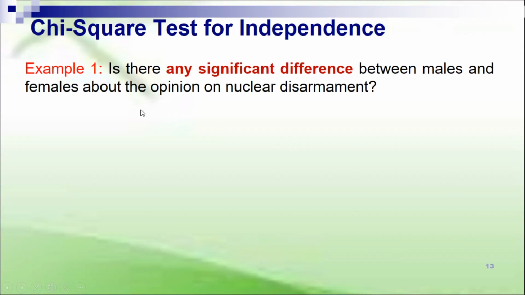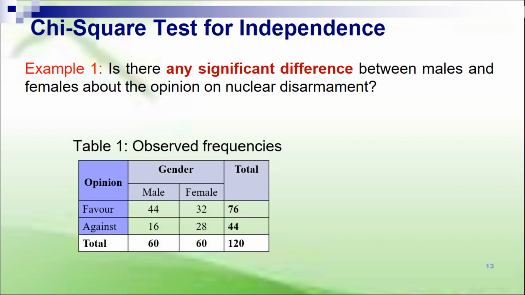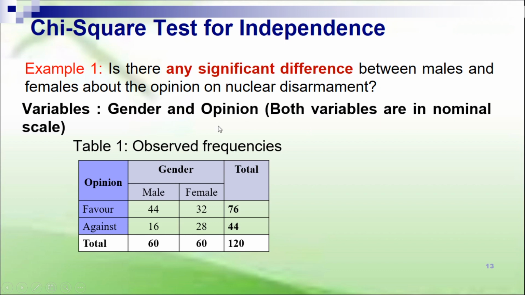Now see this example to get the idea about how to apply the chi-square test for independence. Example 1 states: is there any significant difference between males and females about the opinion on nuclear disarmament, that means removal of nuclear weapons. Now this is the given frequency table, that we call the observed frequencies. Just see the variables represented here, gender and opinion. Both are qualitative and both are nominal scale variables.